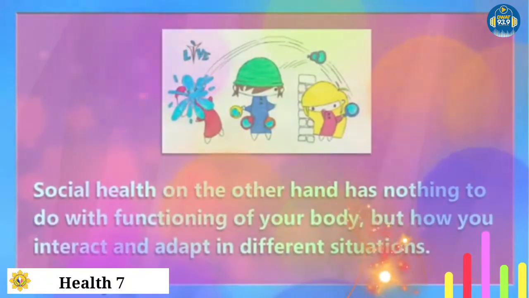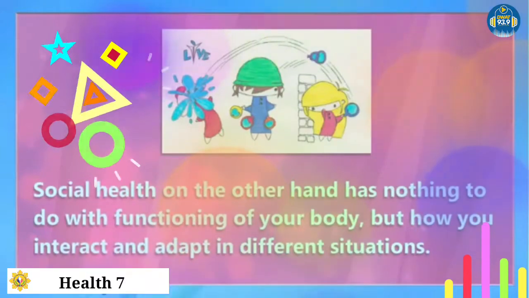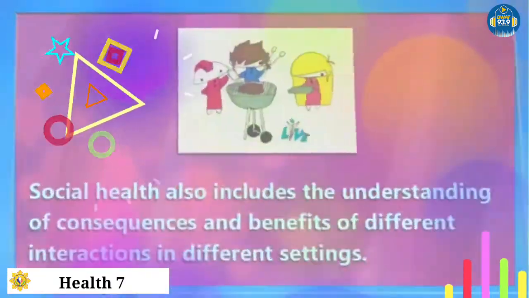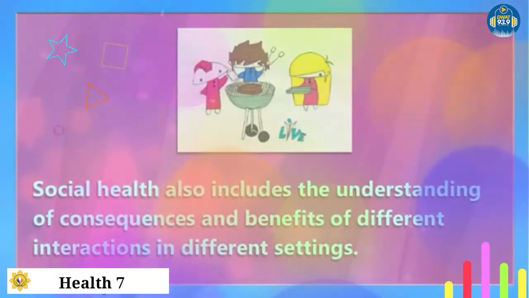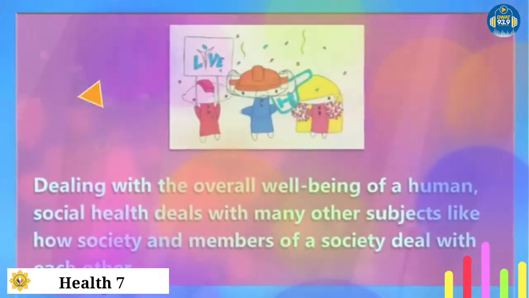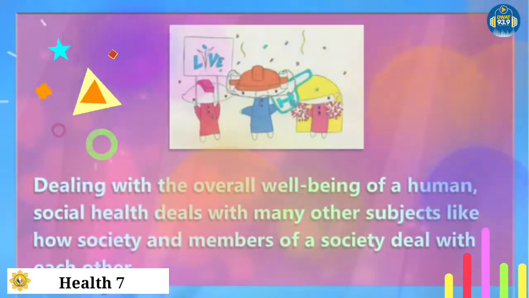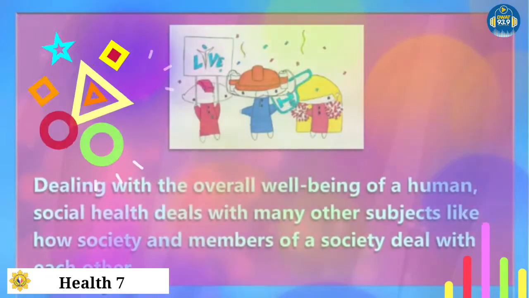Social health, on the other hand, has nothing to do with the functioning of your body, but with how you interact and adapt in different situations. Social health also includes the understanding of consequences and benefits of different interactions in different settings. Dealing with the overall well-being of a human, social health deals with many other subjects, like how society and members of the society deal with each other.